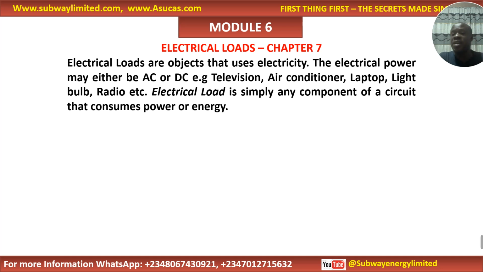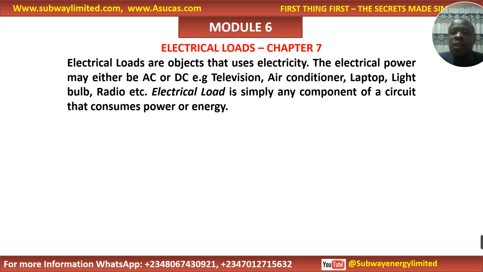So basically, we had already said that electrical loads are objects that use electricity. Your table is not an electrical load. Your bed is not an electrical load. Your fridge is an electrical load. Your phone, your AC, your television, your laptop are electrical loads. So those appliances that use electricity are called electrical loads, and they are the reason why we go solar.